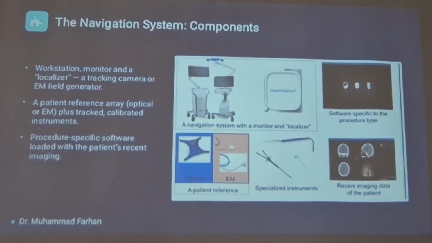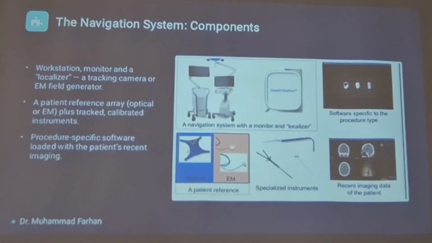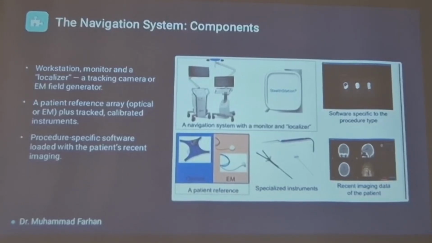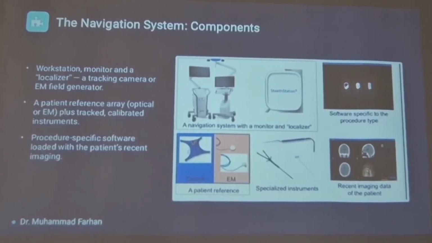Then we have the navigation system components. So we have the neuronavigation system with the monitor, and there is a localizer, and there are also some gadgets such as the patient reference, which may be based on optical technology or electromagnetic wave technology. And then we have some specialized instruments such as the probes, which are placed on the head of the patient. We also have the preoperative images that need to be fed into the operating system, and then specific software within the system. So these are the basic components.